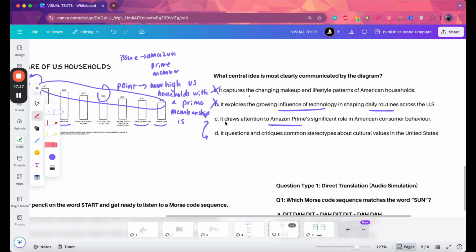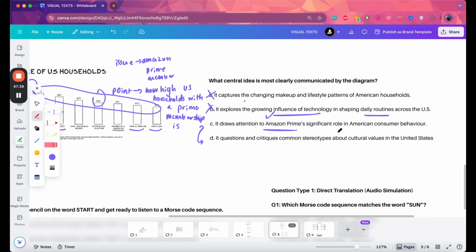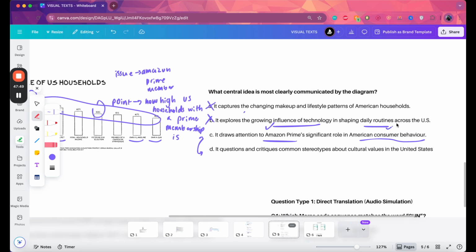So it draws attention to Amazon Prime's significant role in American consumer behavior. So it does tick off the part that's addressing Amazon Prime because that's the main thing that's highlighted here. Significant role in American consumer behavior. Okay, so consumer behavior is also talked about with the things that I mentioned before.